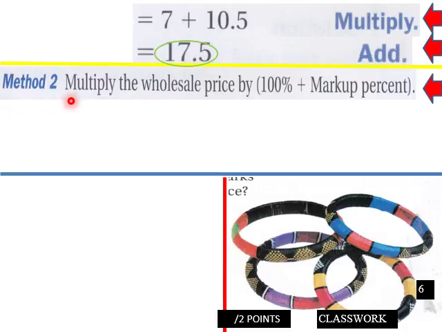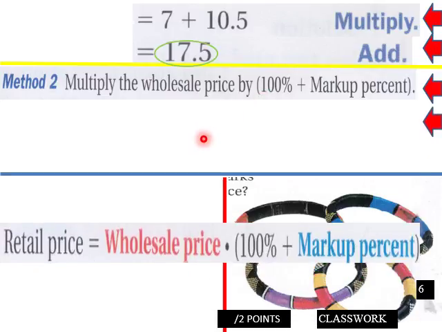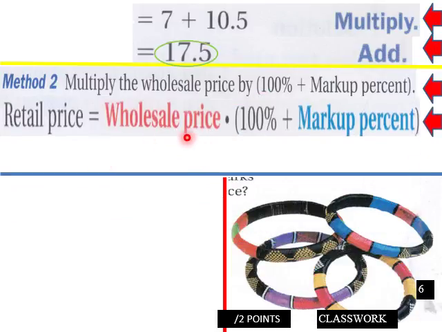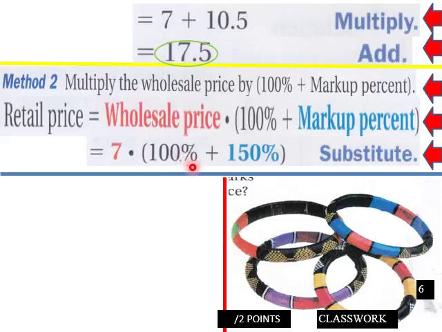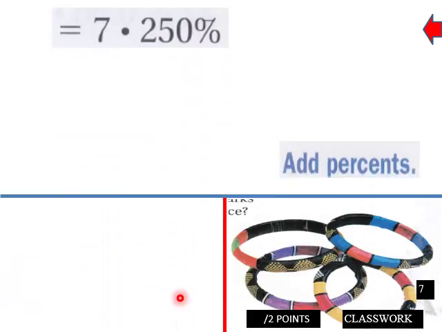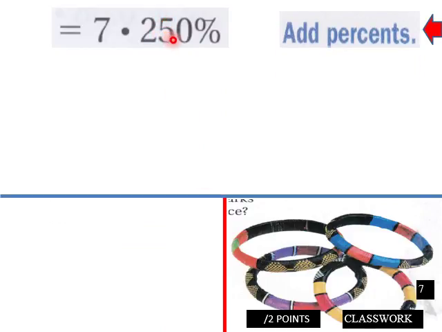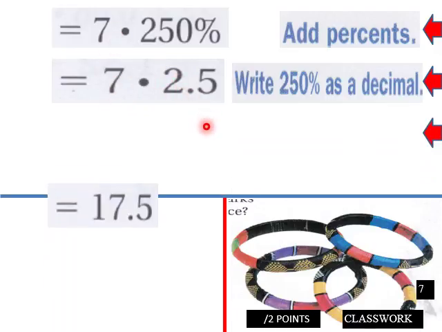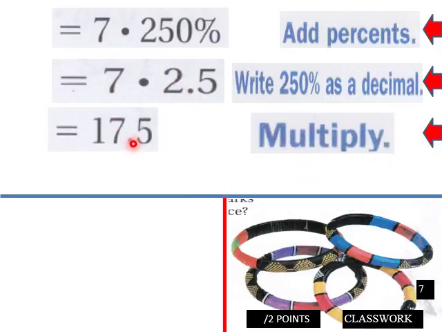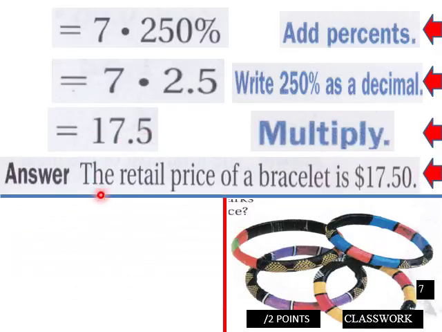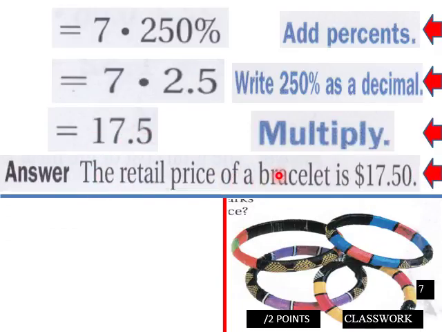There's method 2: multiply the wholesale price by 100% plus the markup. What's our markup? 150%. So we have 7 times 100 plus 50. What does that equal? 100 plus 150 is 250%. What's that as a decimal? 2.5. So 7 times 2.5 equals 17.5. That's another way to figure your 17.5. The retail price is $17.50.